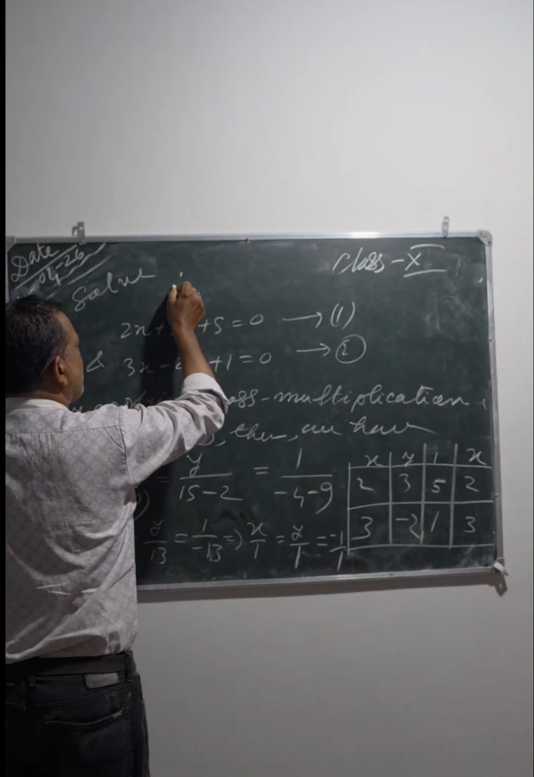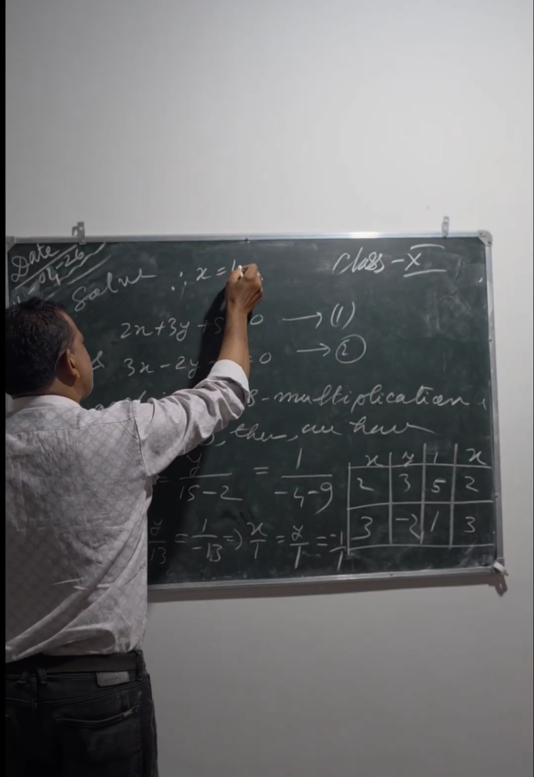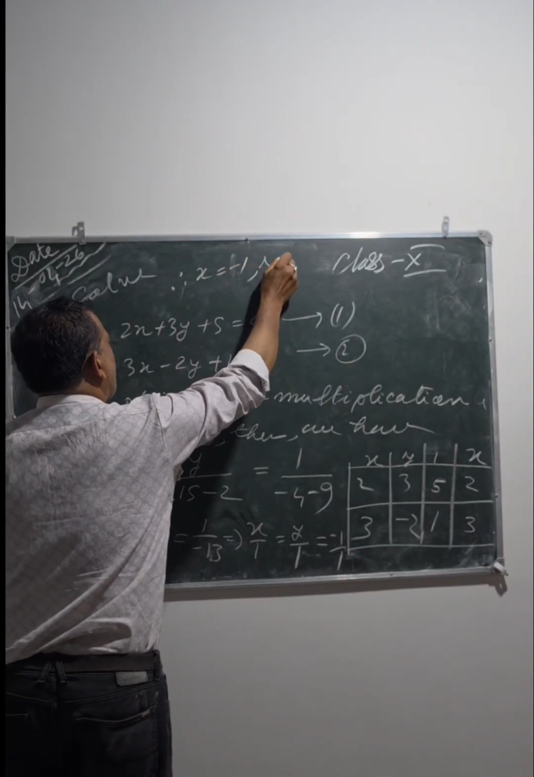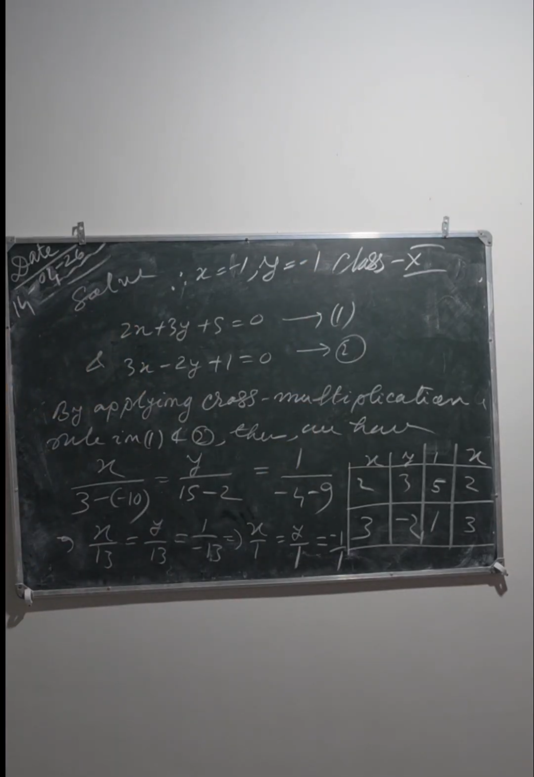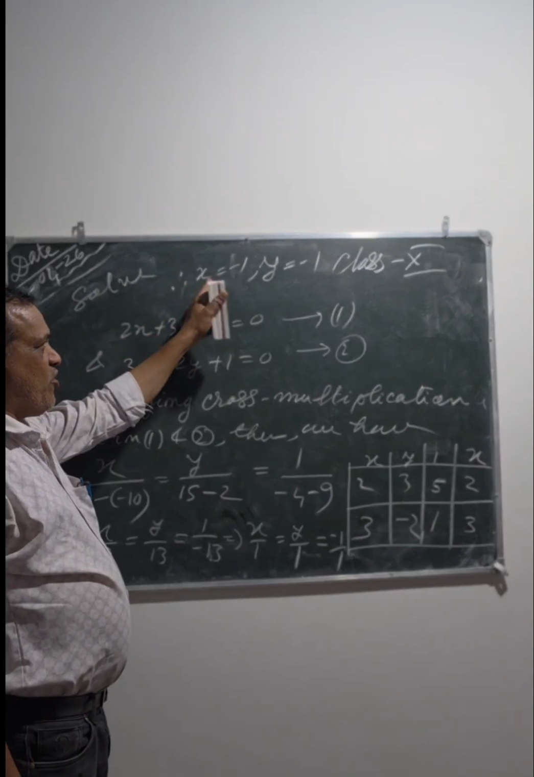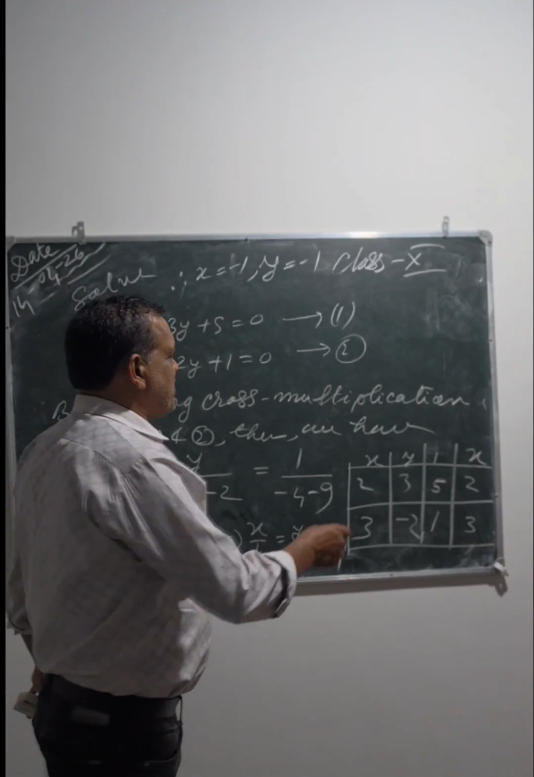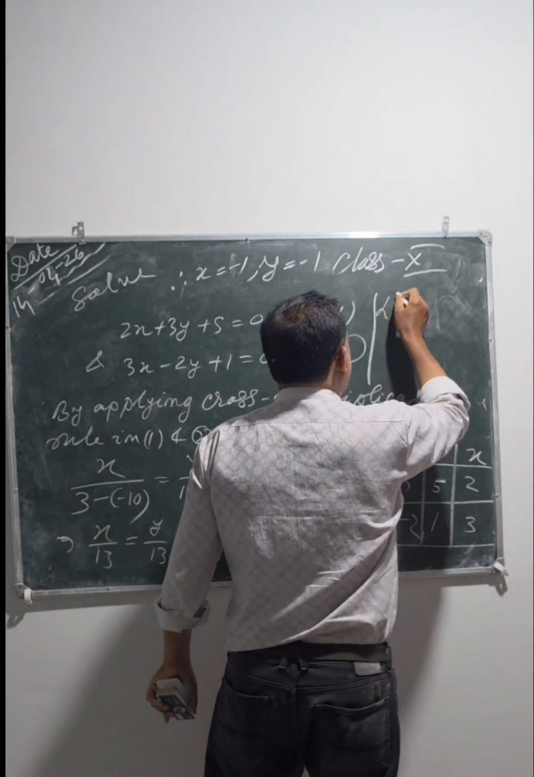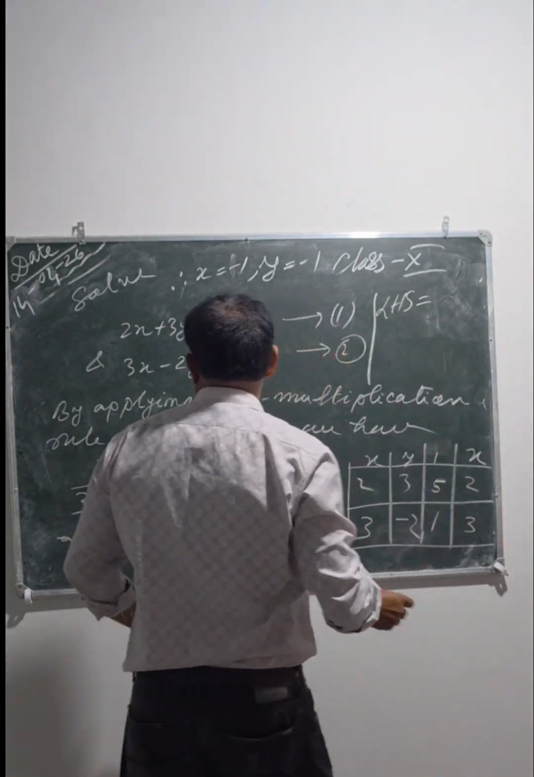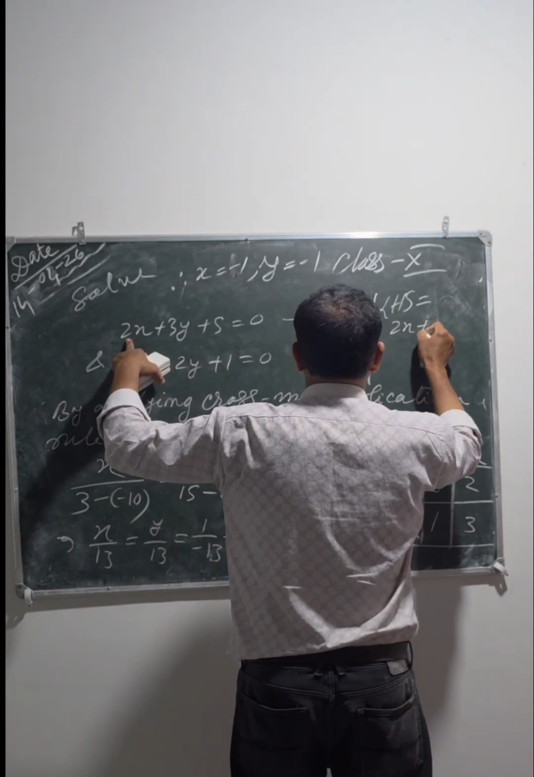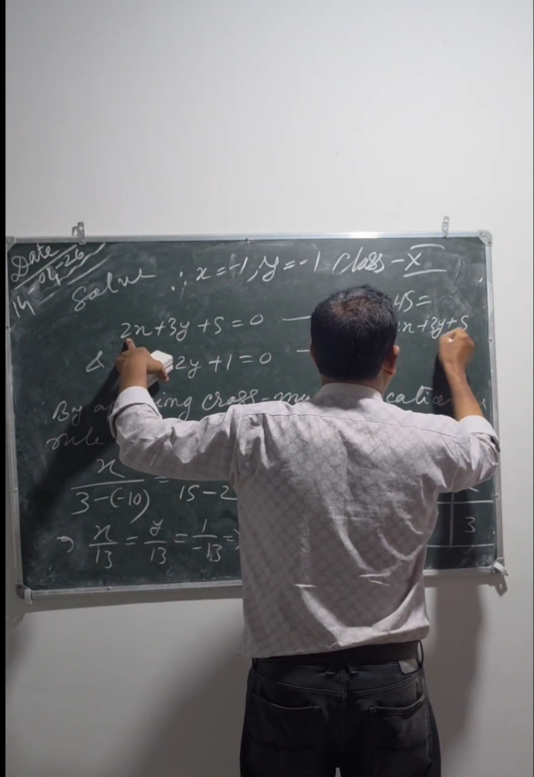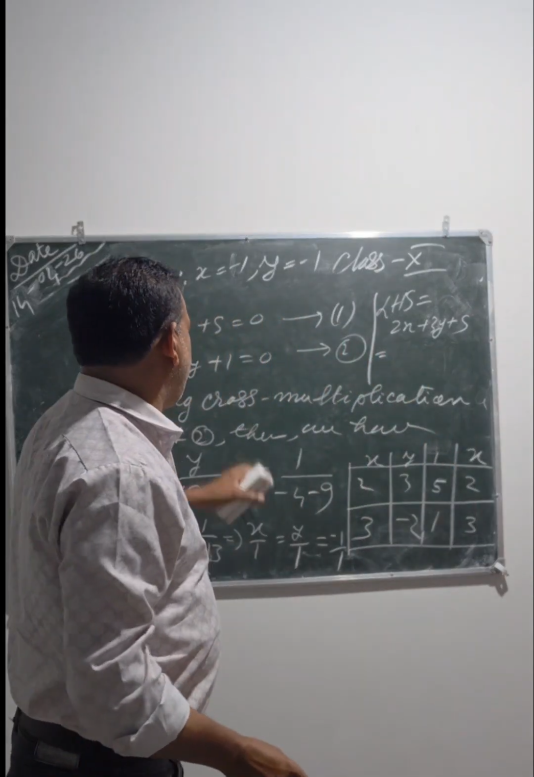Therefore, x equals -1 and y also equals -1. So this is the solution of these two equations. For verification of whether this solution is correct or incorrect, if we take any one equation and its left side, say 2x + 3y + 5, let us substitute the values of x and y here.